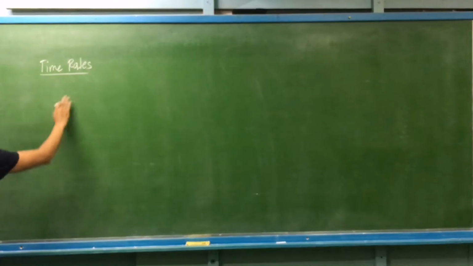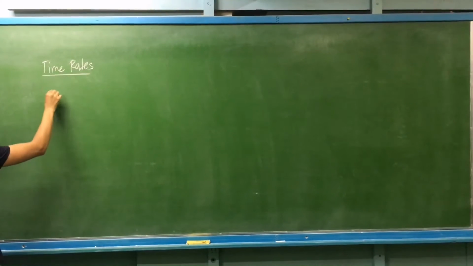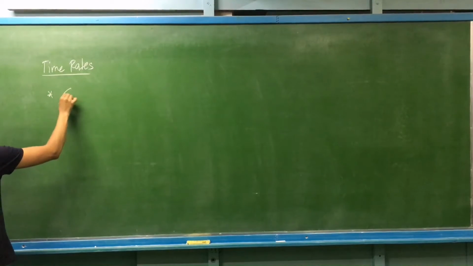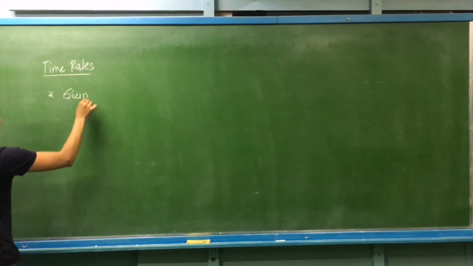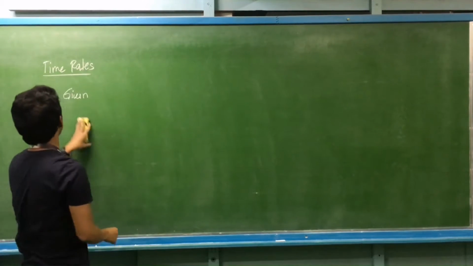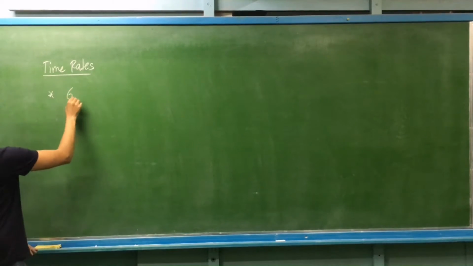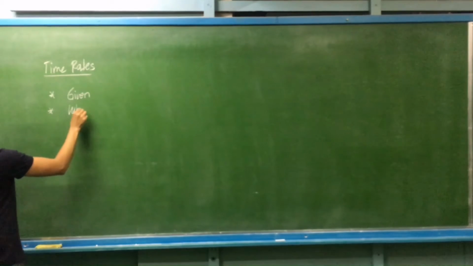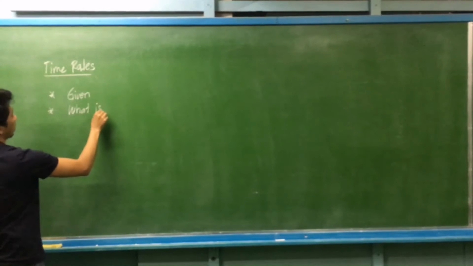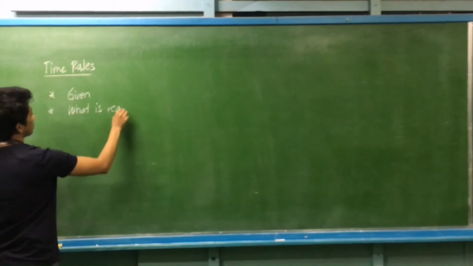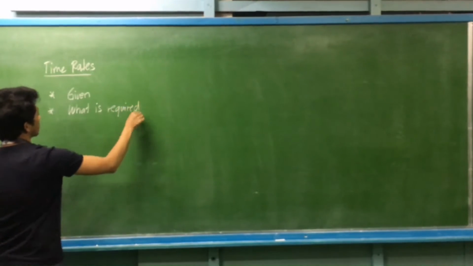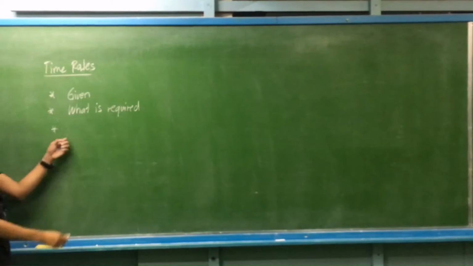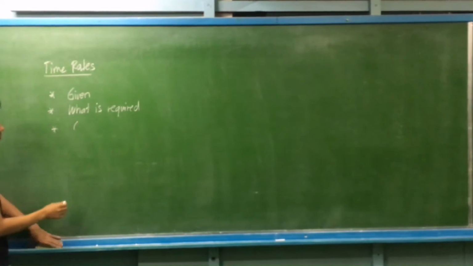When it comes to time rates here in differential calculus, we are encountering again worded problems. So again, don't forget the steps. Identify what are the given. Then what is required? Then you need to set up your equation.